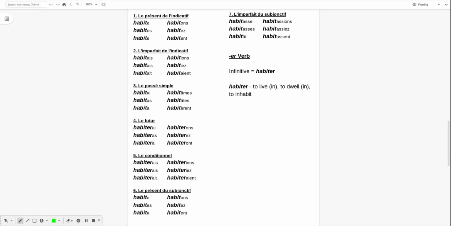Today we want to look at an ER verb, habiter, which is French for to live in or to dwell in, to inhabit. And here we have the 7 simple tenses of habiter, and I've used bold italics here to emphasize the 7 simple tense conjugations for this verb.